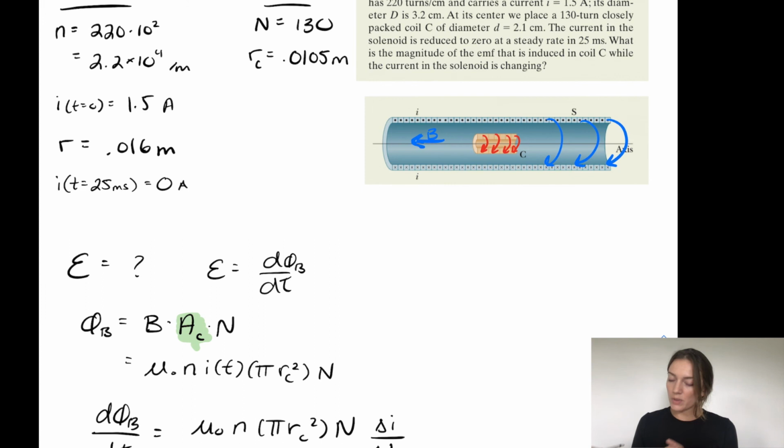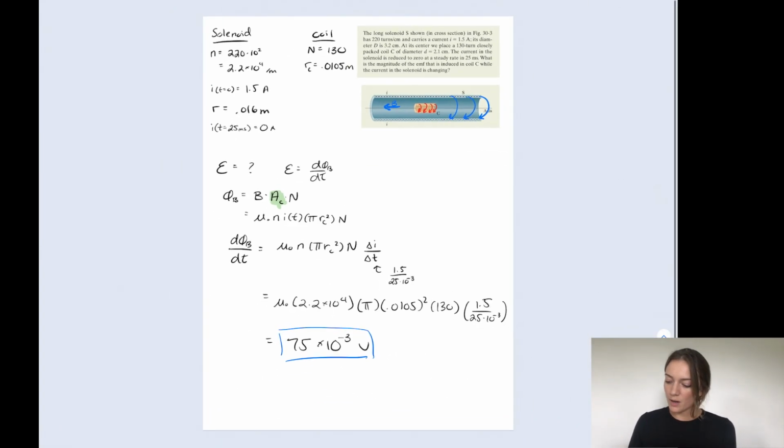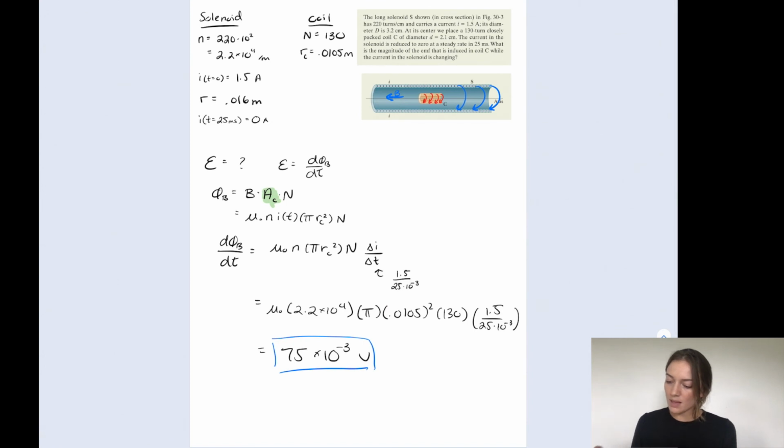So be really careful when you're doing these problems that you're plugging in the correct area, since you're almost always going to be looking at coils of different sizes, solenoids of different sizes. So be really careful with that. Okay, so that's this problem. Now we have one more problem to do that's a little bit of a challenge problem.